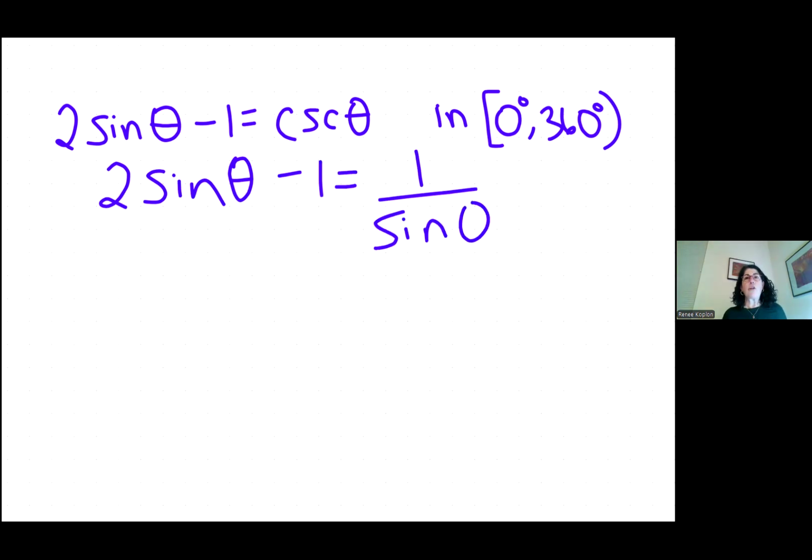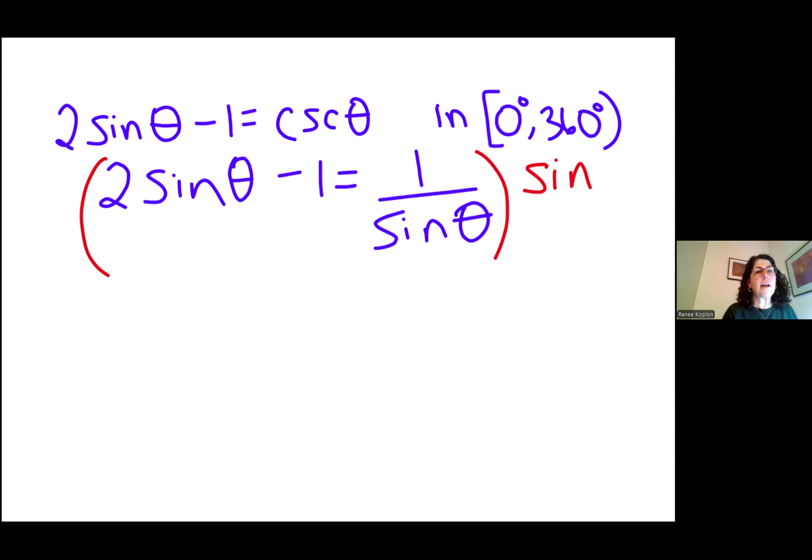Now we've got the whole equation in terms of one trig function, sine theta, but we've got that nasty little denominator there that makes it a little bit harder to solve. So what do we do? We think, is there something we can multiply both sides by in order to get rid of the denominator? And of course there is. Let's multiply both sides of this equation by sine theta.